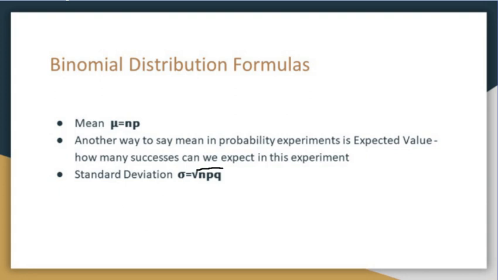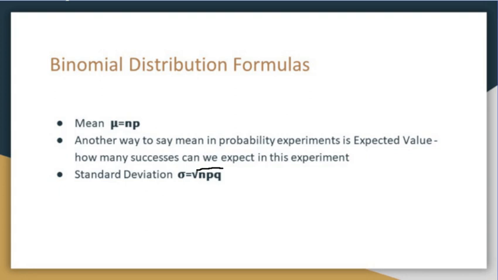So in a probability experiment, another way to say mean is expected value, or how many successes can we expect in this experiment. So if I told you that I was going to flip a coin 50 times, and success was flipping it and getting heads, the mean would be the number of times out of those 50 that I would expect to get heads. Okay?